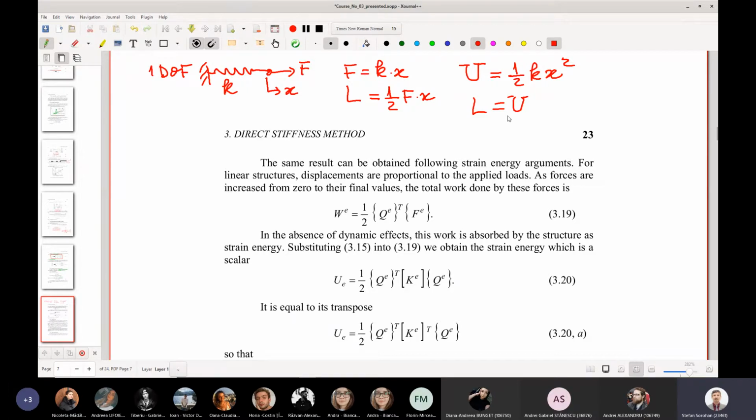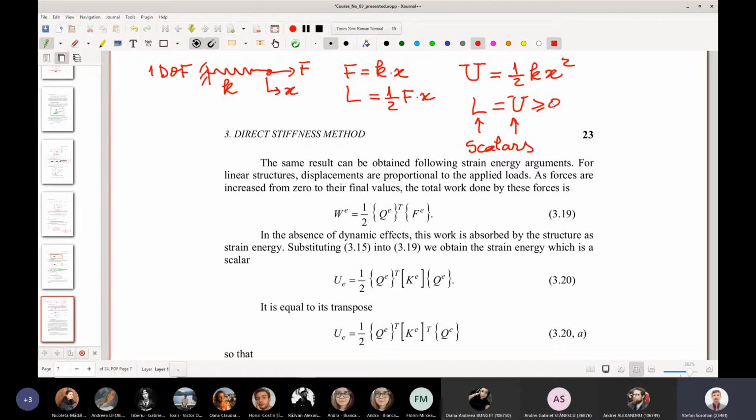very simple to demonstrate. So why do we need the mechanical work and the strain energy? Mechanical work and strain energy, this one and this one, are scalars. So a scalar can be added. And more than that, the mechanical work may be 0 when we have no force. And generally, the mechanical work is positive for a fixed structure. And the scalars can be added.